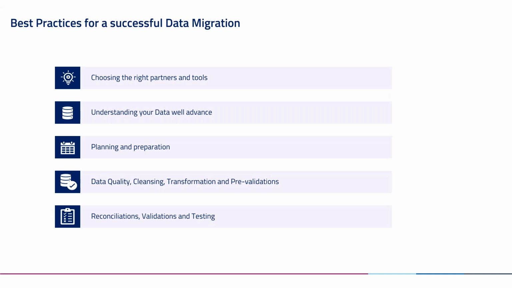Third one, focus on planning and preparation. Migrations are complex, so a phased approach, detailed cutover plans, and solid stakeholder alignment are essential. Our platform supports rehearsal runs and mock conversions to help fine-tune everything before go-live. The fourth one is to emphasize data quality, cleaning, transformation, and pre-validation. Dirty data is one of the biggest reasons projects fail. That's why Changes enables rule-based cleansing, transformation logic, and automated validations before even thinking about loading the data into the target system.